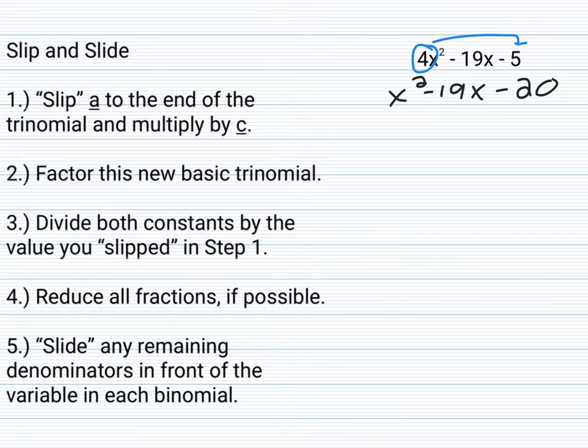Now that's a polynomial we can very easily factor. That's step 2, is to factor this new basic trinomial. We know we're multiplying to negative 20, which means one's going to be positive, one's going to be negative. We get to start with our x's.